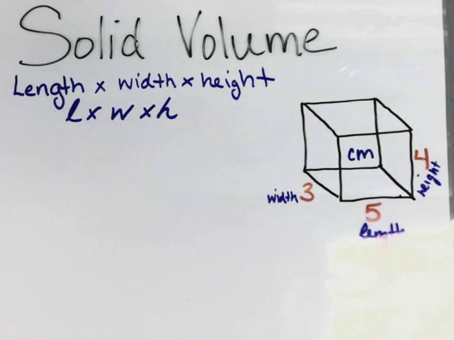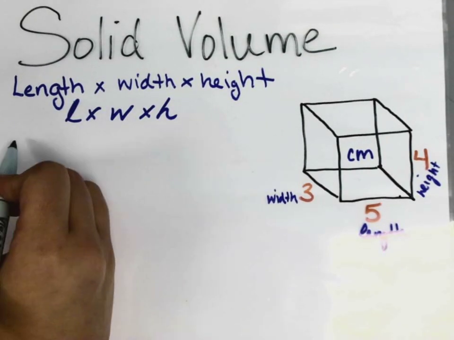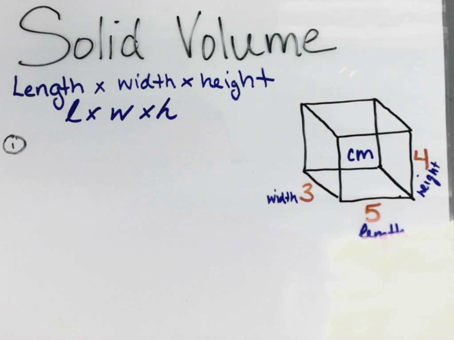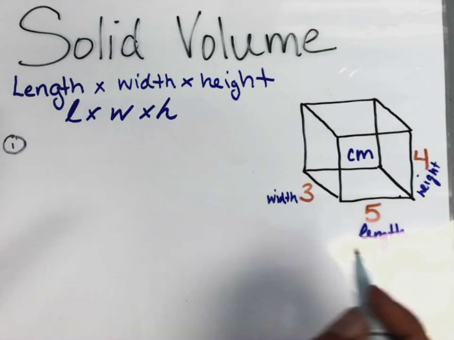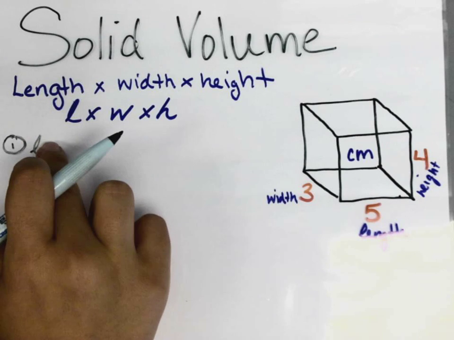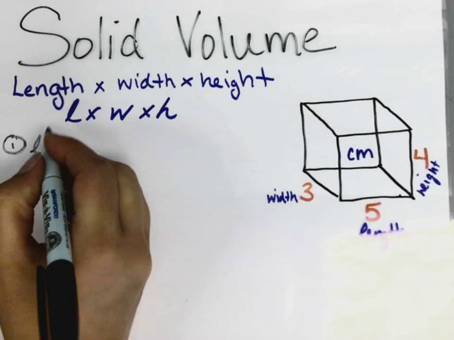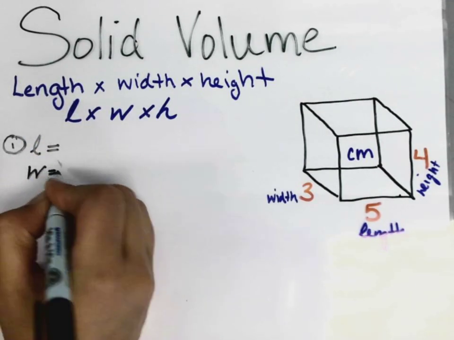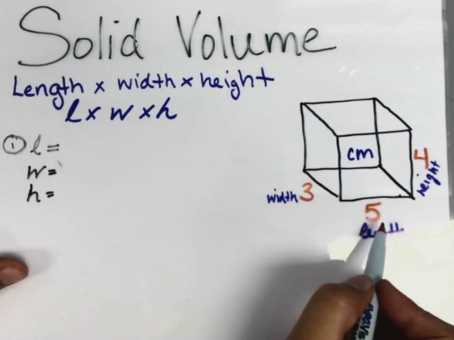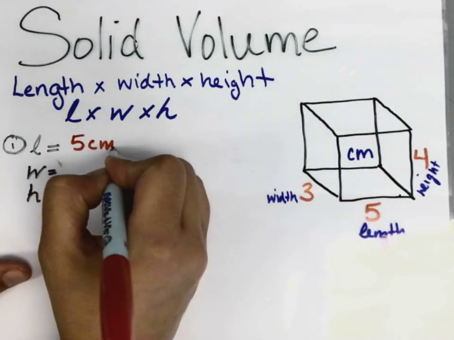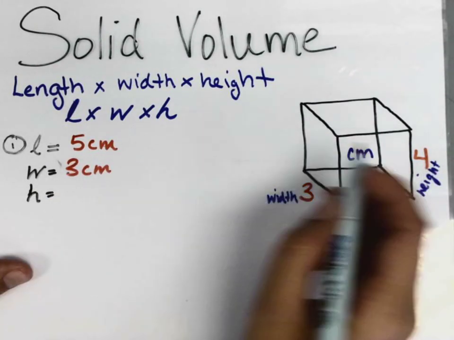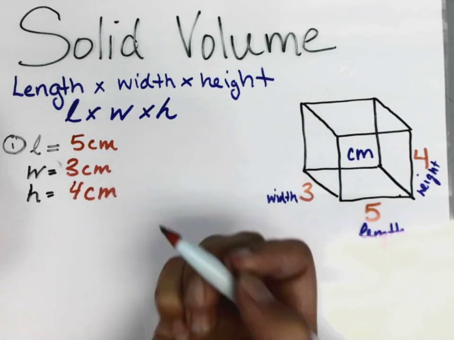There are a few steps to measuring solid volume. First, we want to write out our formula with our actual numbers. So we've got length, width, and height. So our length is 5 centimeters, our width is 3 centimeters, and our height is 4 centimeters.